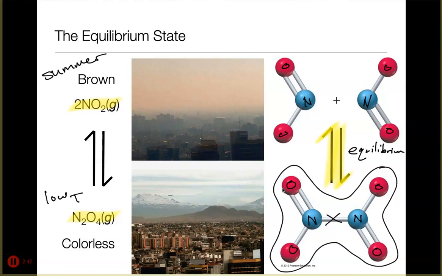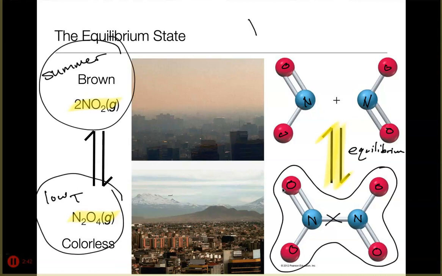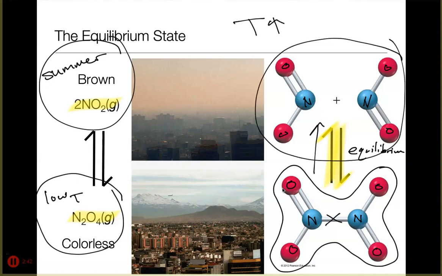Why does this happen? Knowing that you have an equilibrium between a forward and reverse reaction helps us understand why we'll see clear, colorless sky at low temperature, and then brown in the summer, because increased temperature is actually driving the reaction this direction. It's saying under high temperature conditions, you're going to find a higher concentration of NO2 than N2O4. So what you see is an increase in browning of the sky.